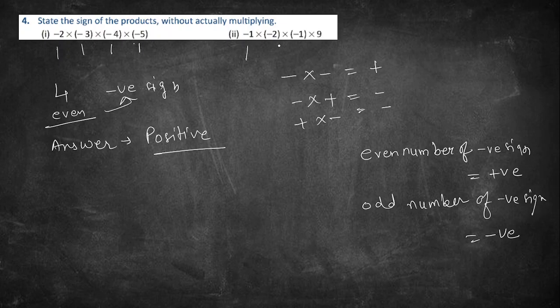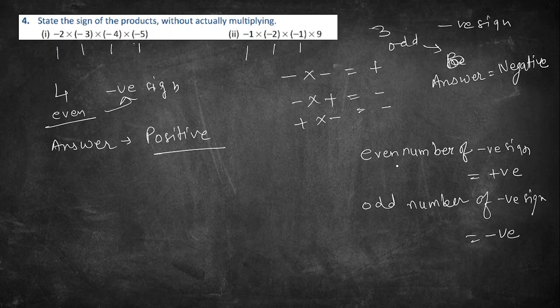Now let's check the second one. In the second one we have 1, 2, 3. Here we have 3 negative signs, and 3 is an odd number. If we have an odd number, it means the answer will be negative. Clear? If we have an odd number of negative signs, the answer will be negative. If we have an even number of negative signs, the answer will be positive.